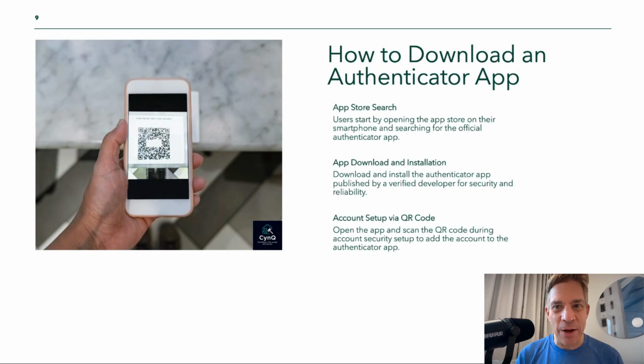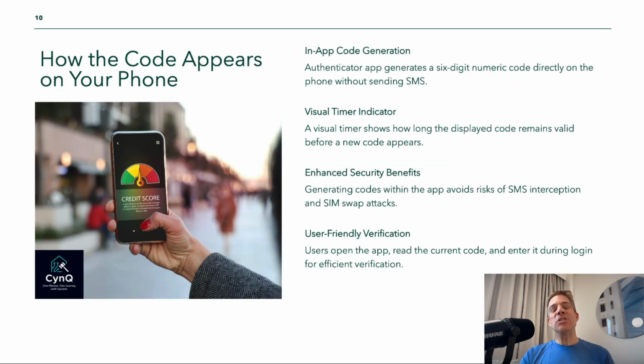How to download an Authenticator app. Let's talk about it. So users are going to start by opening the App Store on their smartphone and searching for the official Authenticator app. You'll go ahead and download and install the Authenticator app published by a verified developer for security and reliability. You're going to open the app and scan the QR code during account security setup to add the account to the Authenticator app. Now let's look at what the user actually sees when using the SpokesGuy authentication process.